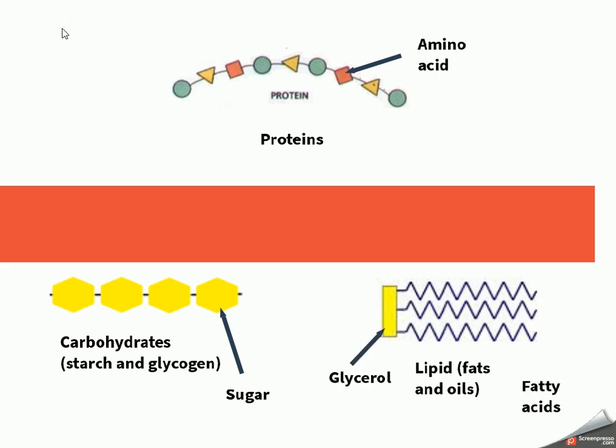Instead, they're made of two different types, glycerol and fatty acids. So the most common type, what's known as a triglyceride, it's got three fatty acids represented by those zigzag structures, and a glycerol represented by that yellow structure. So we've got proteins that are made of amino acids, carbohydrates such as starch and glycogen that are made of sugars such as glucose, and lipids that are made of fatty acids and glycerol.